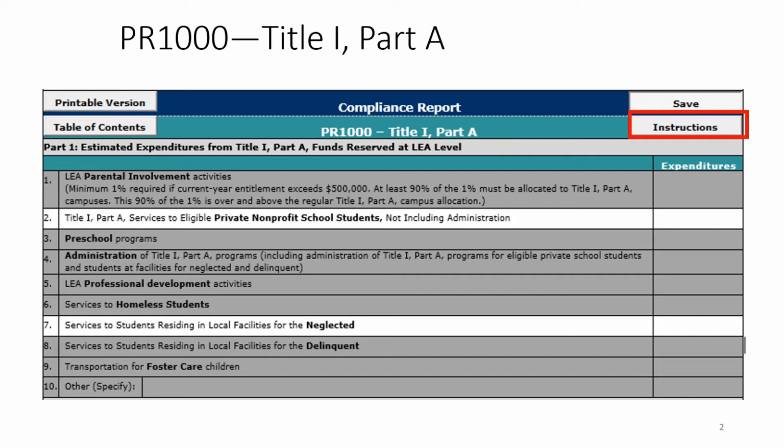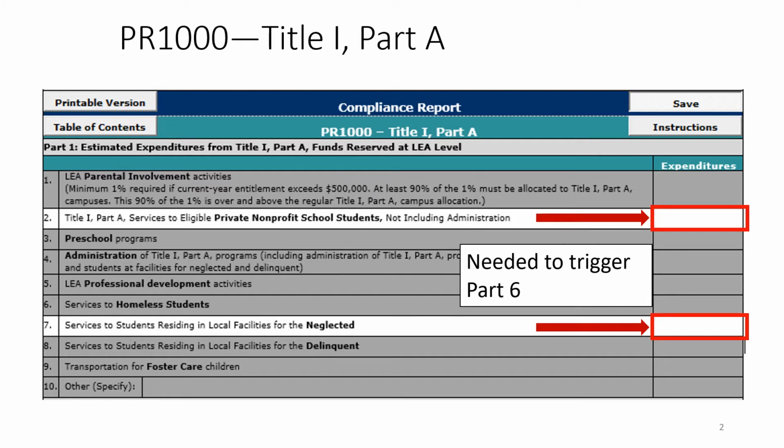As you'll notice on this schedule, several lines have been grayed out as part of our streamlining for this year. The two questions on line 2 and line 7, we are asking for expenditures in these categories because that is what is used to trigger Part 6. So we are asking for expenditures related to eligible private nonprofit school students, not including administration, and services to students residing in local facilities for the neglected.